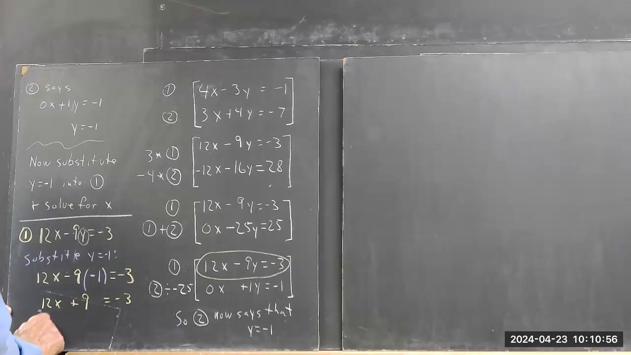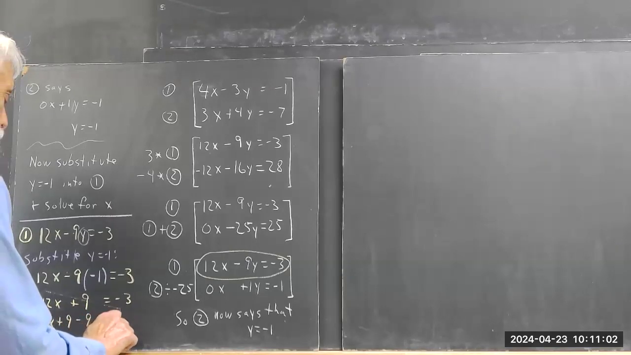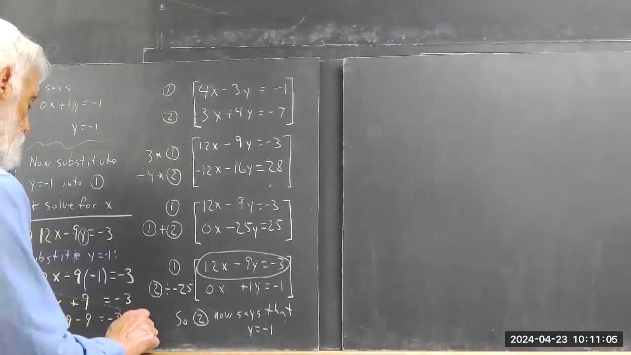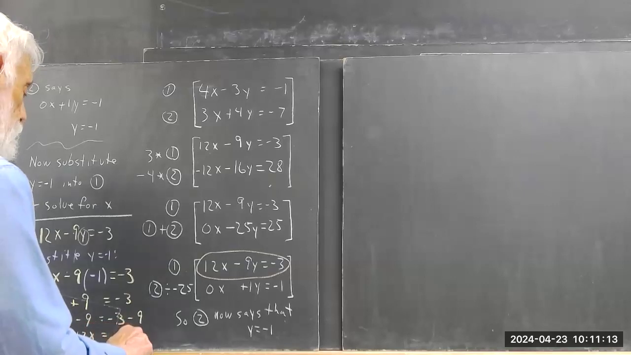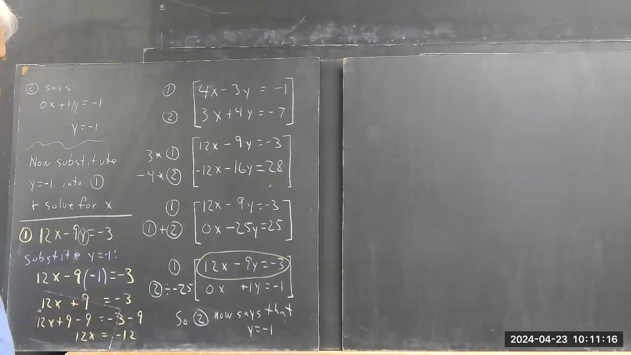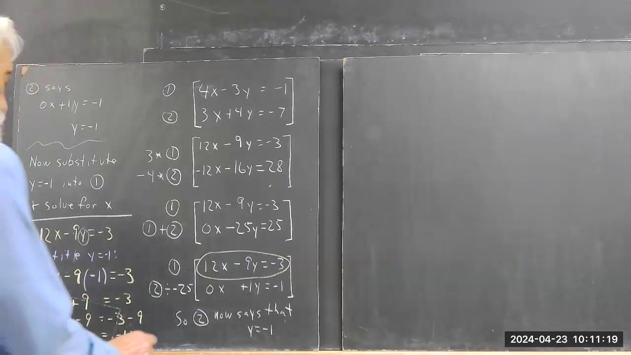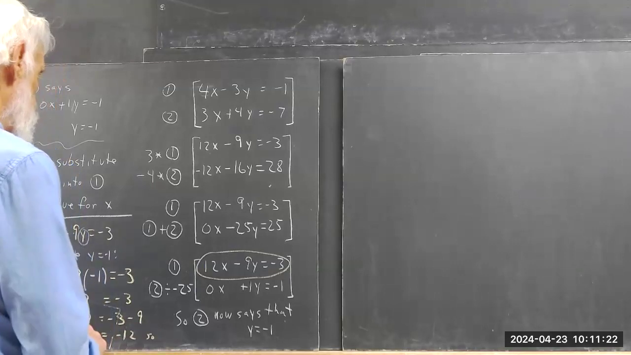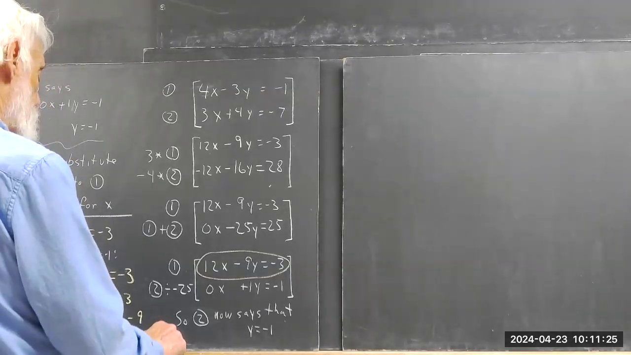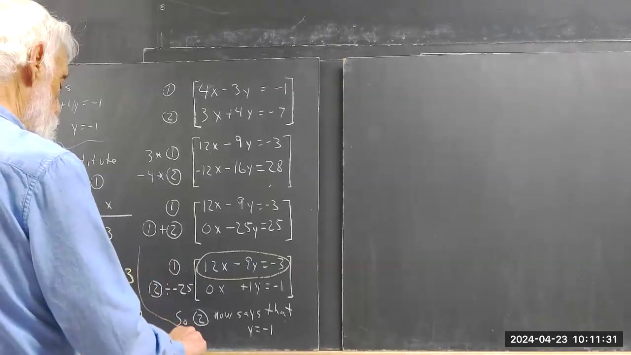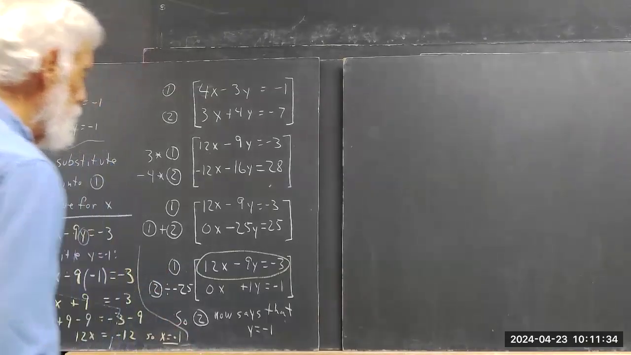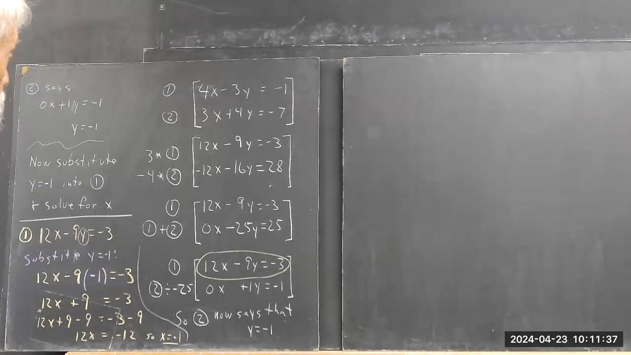So we write this as 12x plus 9 minus 9 equals -3 minus 9, which gives us then 12x equals -12. And we get a solution. We divide both sides by 12, and we get x equals -1. Now we have a solution to the entire system.